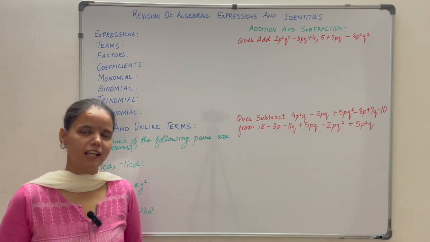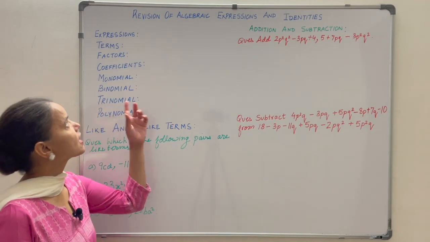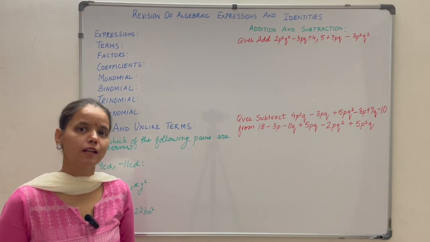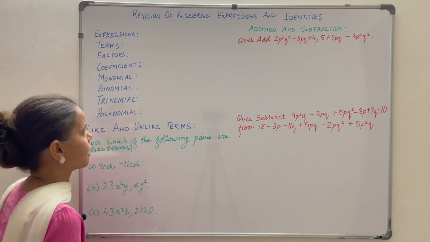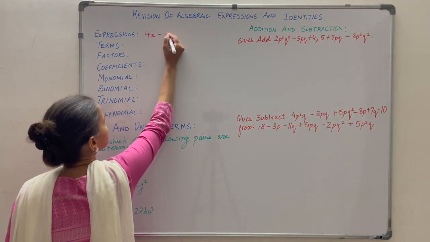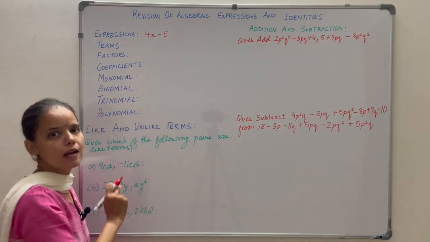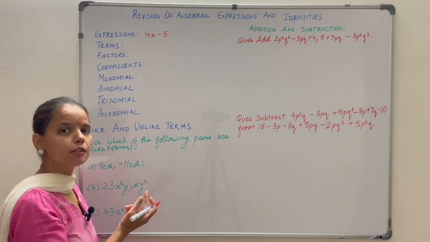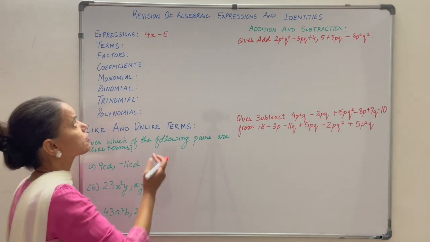Revision of algebraic expressions and identities. Expressions. An expression is formed with the help of constants and variables. For example, 4x minus 5 is an expression. Or you can also define an expression as terms that are added to form an expression.